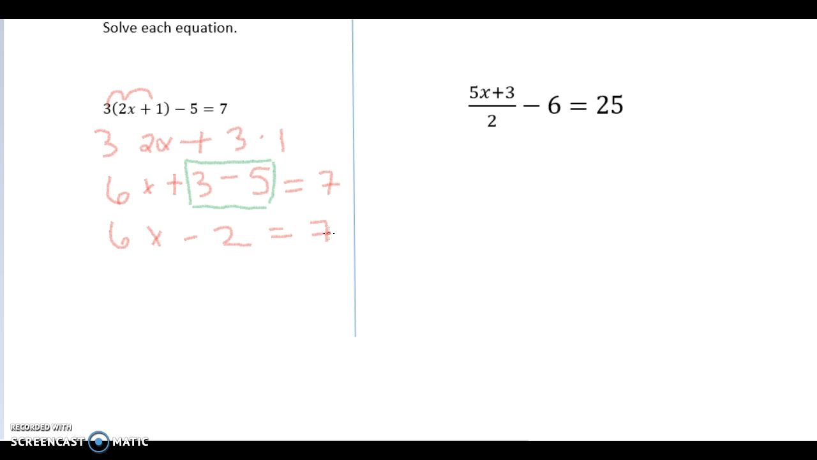Now we have a 6x minus 2 on the left side of the equal sign, and we have a 7 on the right side of the equal sign. Now we have to solve to get the variable by itself and isolate. So what we must do is we must add 2 to both sides using inverse operations to isolate the variable.